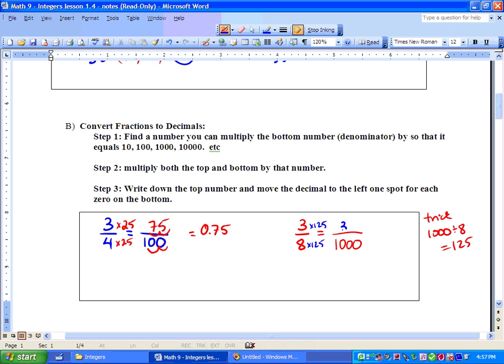And we get 375. Alright, so we have 375 out of 1,000. That's an equivalent fraction. Now, we're going to move our decimal to the left one spot for each 0, and we've got 3, so we're going to go 1, 2, 3, and 3 over 8 equals 0.375 as a decimal. Alright, why don't you try this one? Try that one on your own.